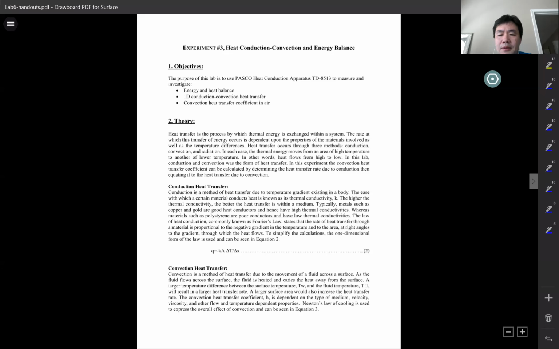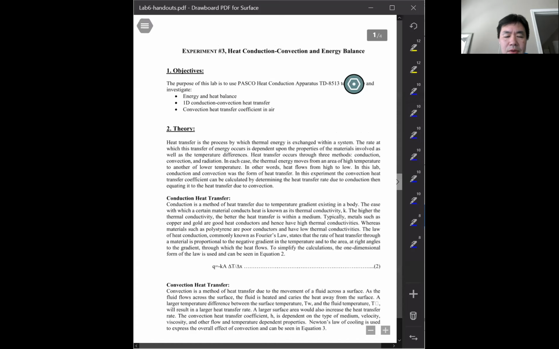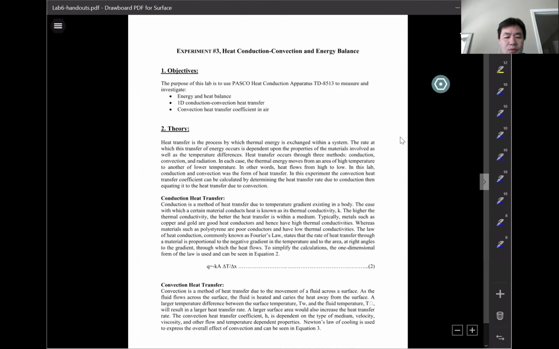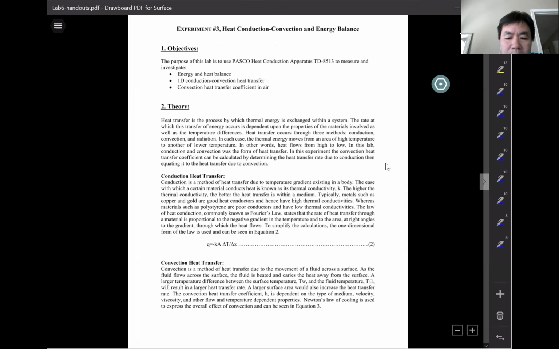Okay, so let me share my screen here. Let me turn to our handout, Lab 6. Okay, here it is. This is the handout I posted on Moodle. Let me show you the apparatus first.